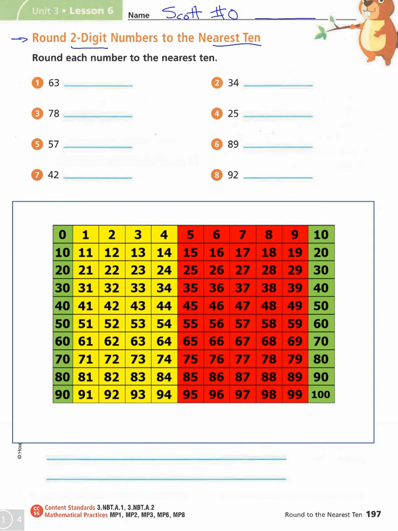This is a rounding guide to help us round. We can use this to round to the nearest tens, hundreds, whatever, because that all works the same. You'll see in just a little bit how that works.